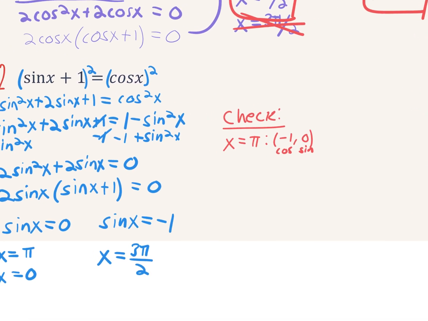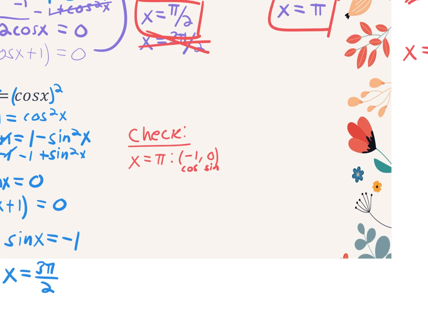Let's plug it into the original. The original that we're plugging into is sine of x plus 1 equals cosine. All right, so then I'm going to have a 0 plus 1 equals -1. Is that true? No. So then pi is not a solution.